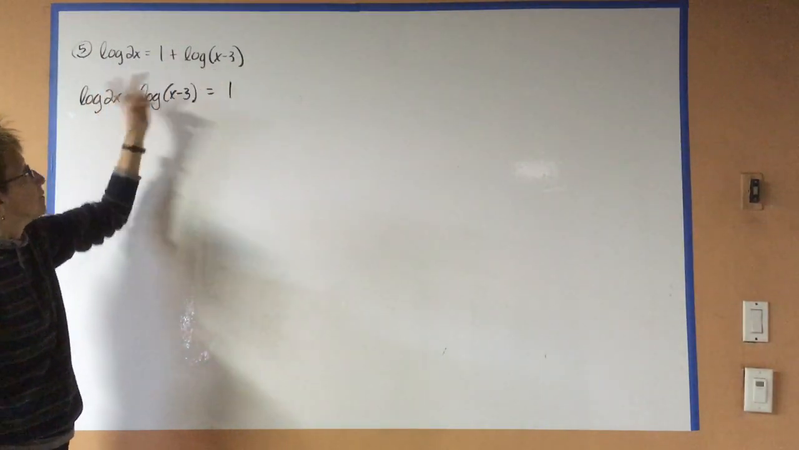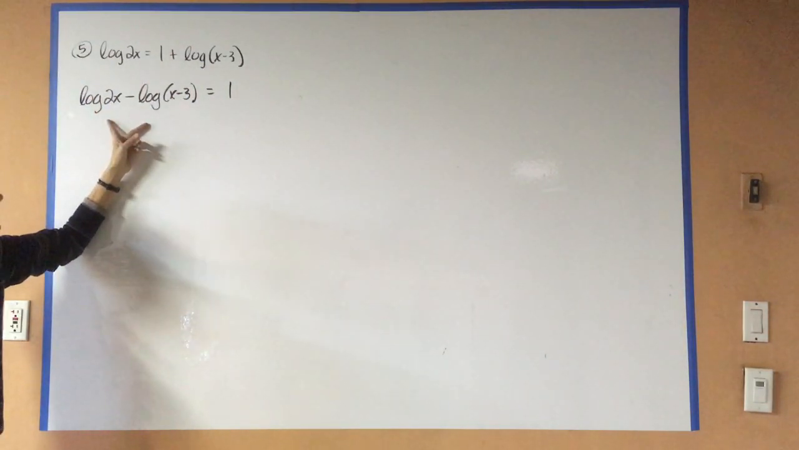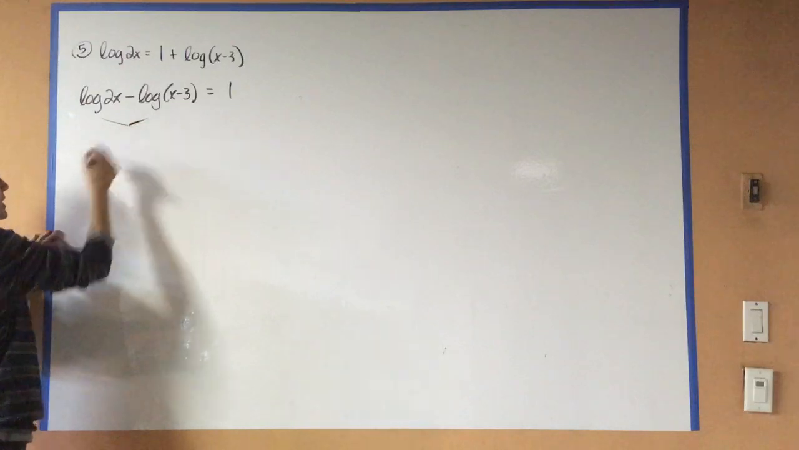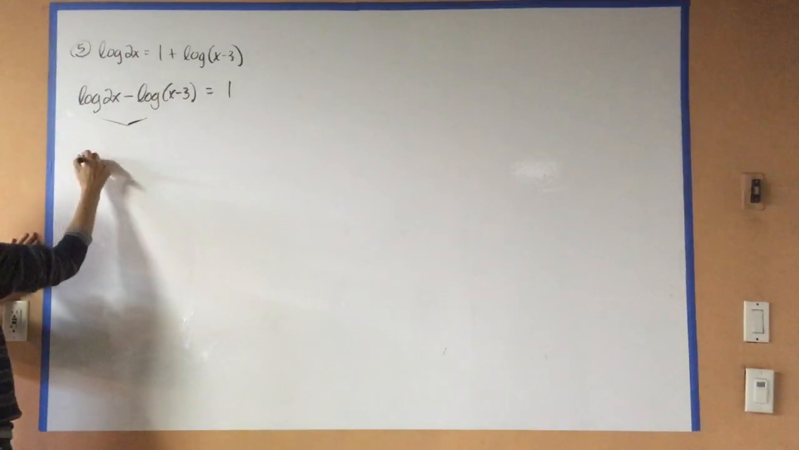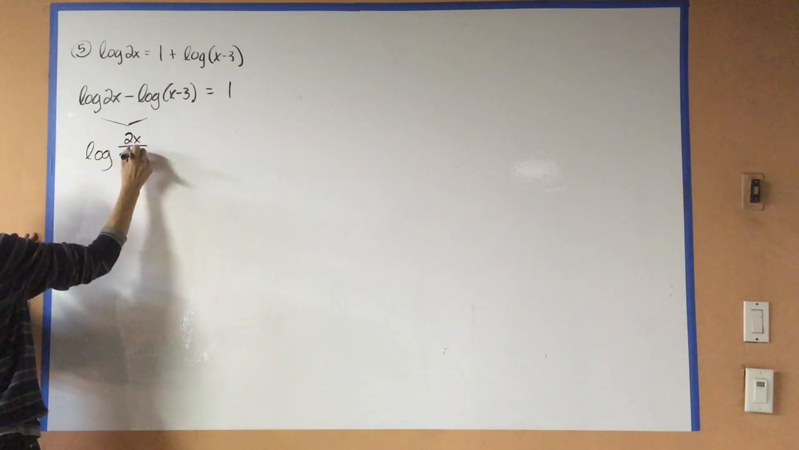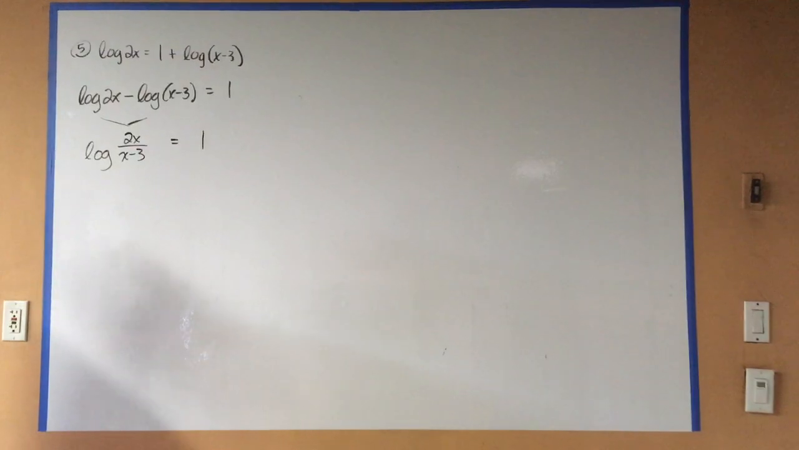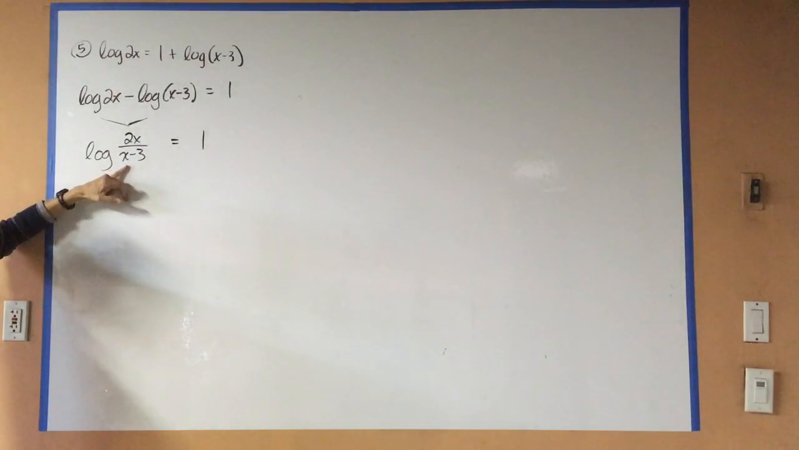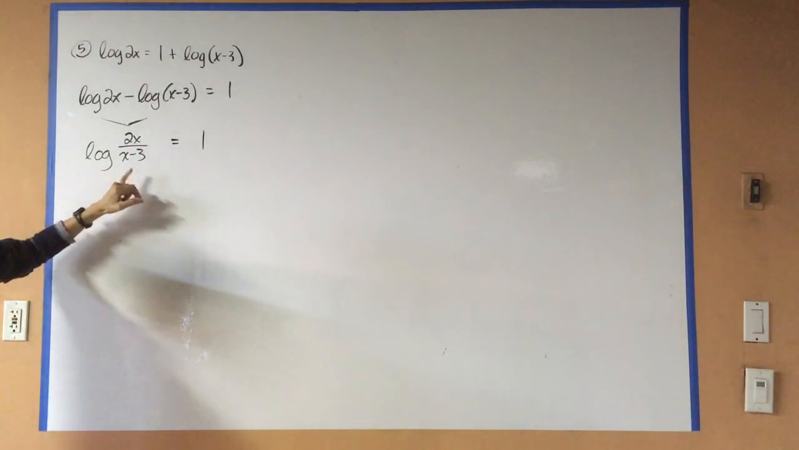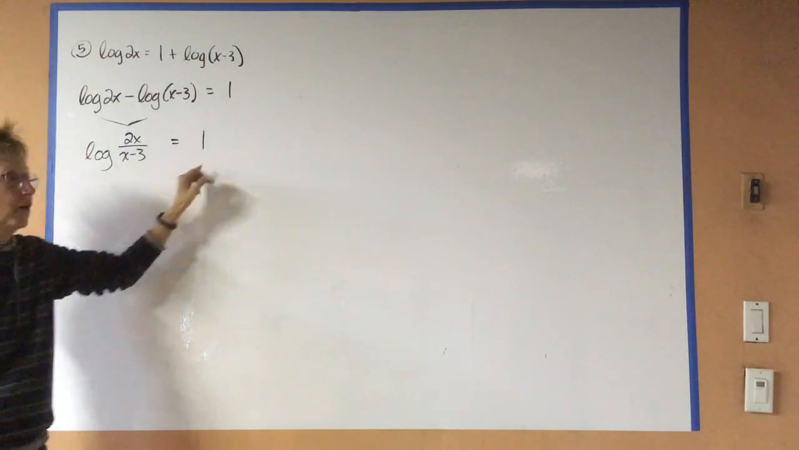So I subtract this, I moved it to the other side. So now create a single log. So to create a single log between these two, they're subtracting. So as a single log, this is the log of 2x over x minus 3 equals 1. So there's my single log equal to a term that doesn't have a log in it. So now I'm going to rewrite it in exponential form.